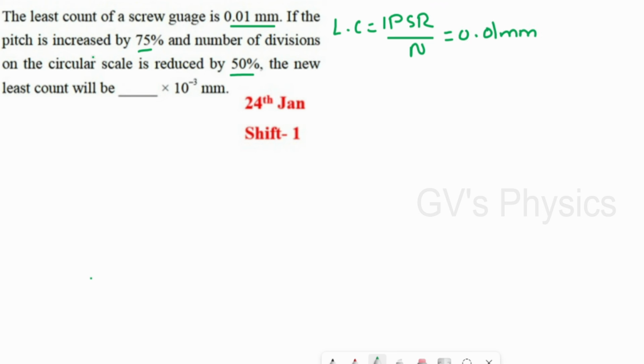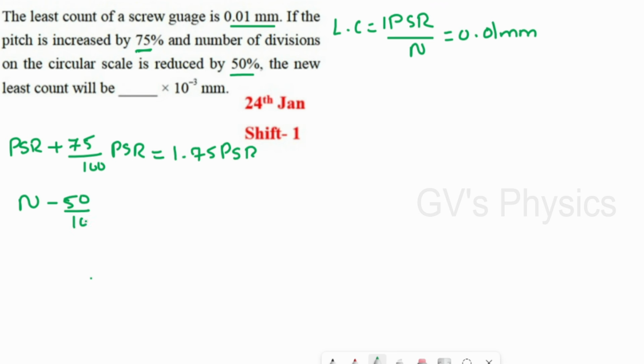In the question they have given the condition that the pitch is increased by 75%. So initial PSR plus 75 by 100 PSR. So this will be 0.75, so that will be 1.75 PSR. And for the total number of divisions on the circular scale, it's reduced by 50%. So the number of divisions is n, reduced by 50%, means minus 50 by 100 n. So this will become 0.5, so the answer will be 0.5 n.